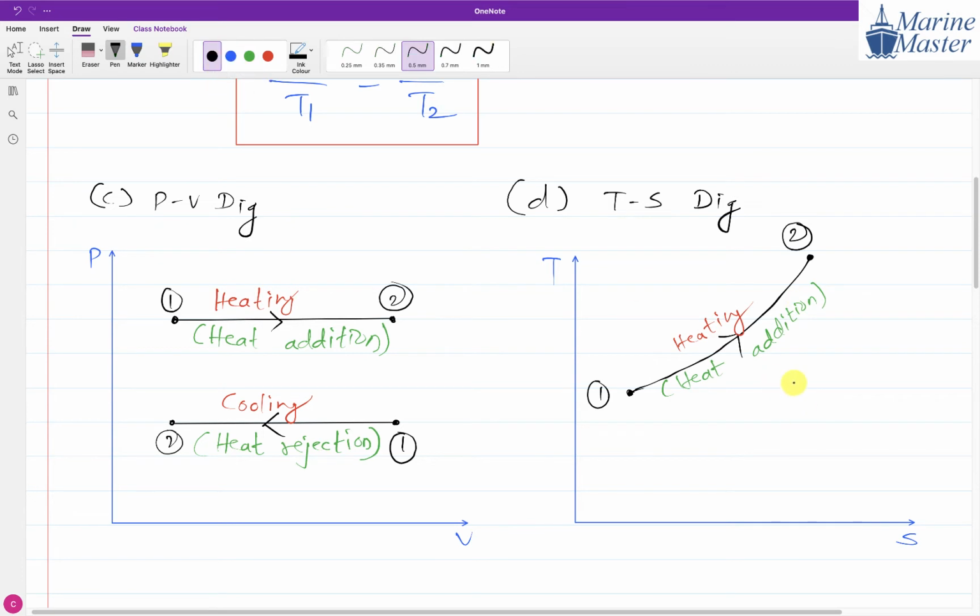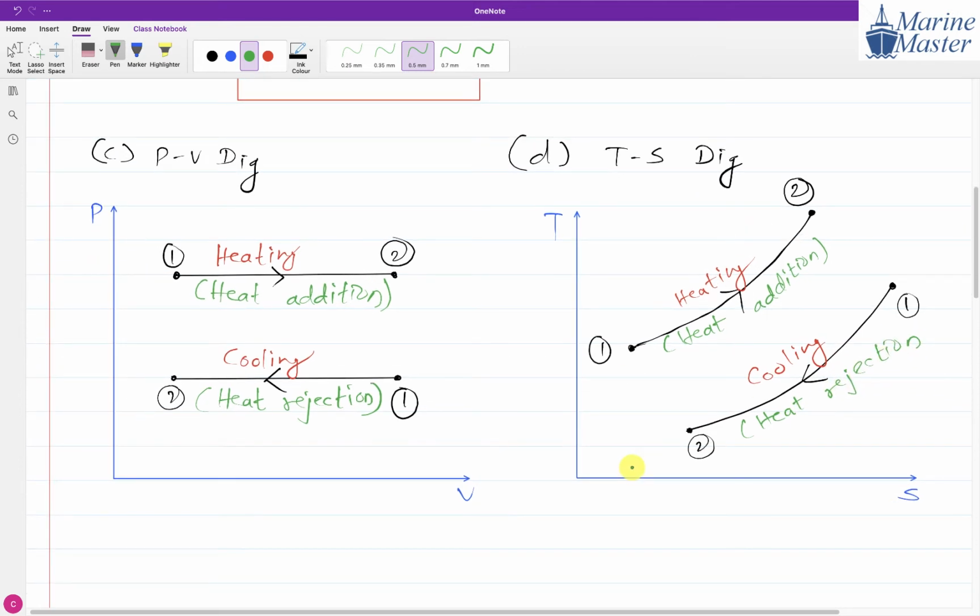Now the reverse of this scenario will be cooling or heat rejection. From 1 to 2, this scenario will be cooling or heat rejection. Cooling scenario means heat rejection. Okay, are you getting my point? So before going further, please draw this PV and TS diagram.